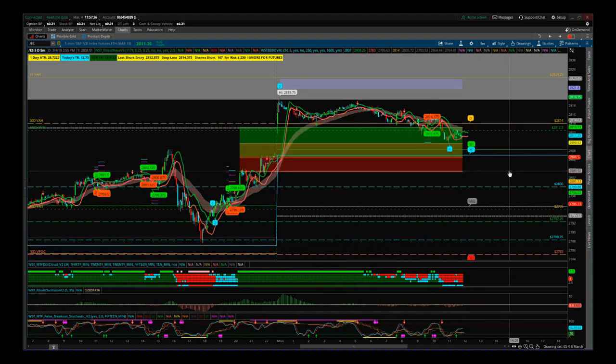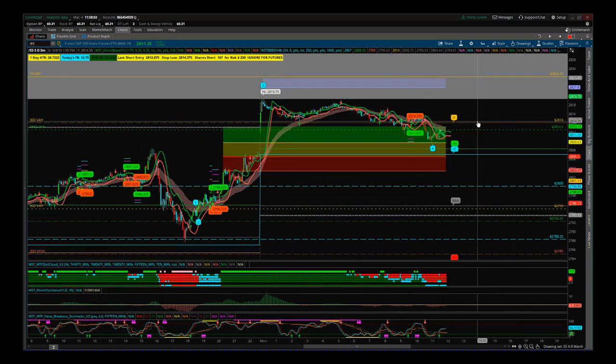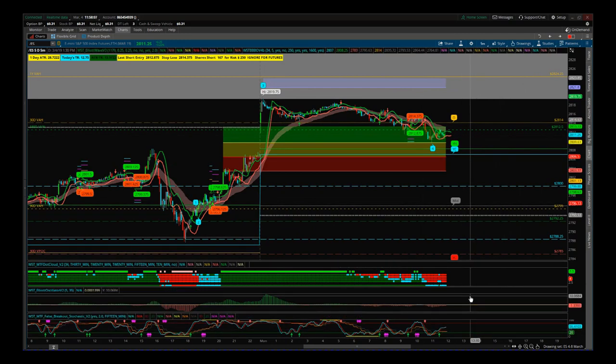So, you know, as the day progresses towards the US session, we could see some good support on a move higher. Let's just see how that progresses. But this is what I do so far in the European session.